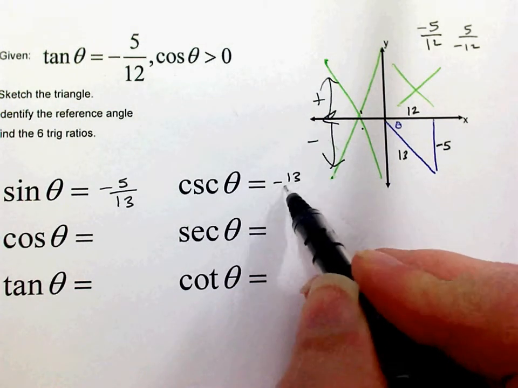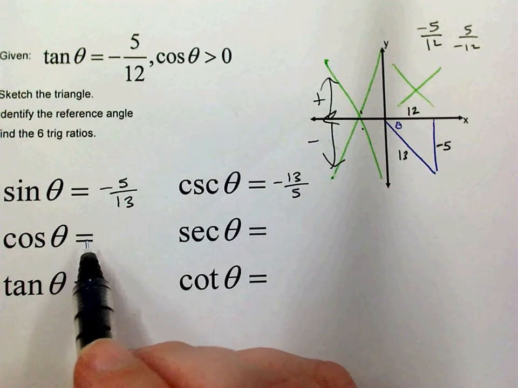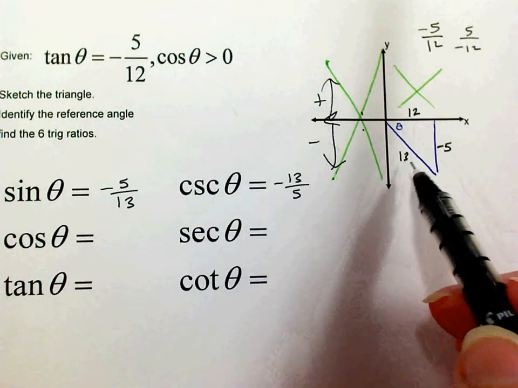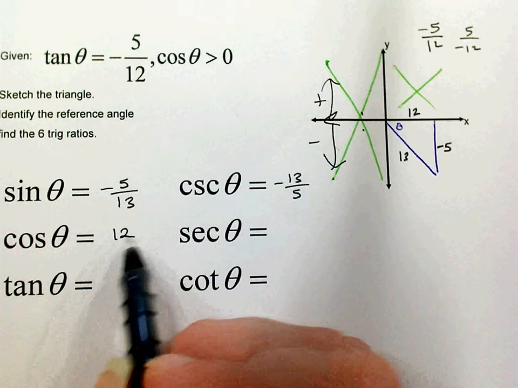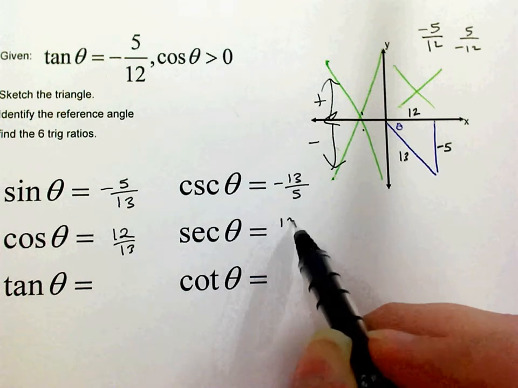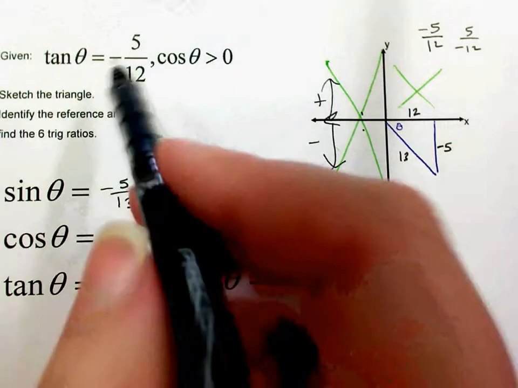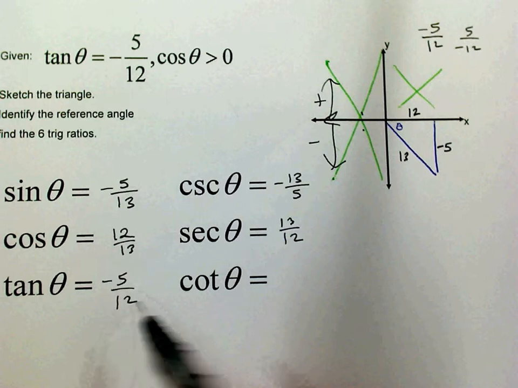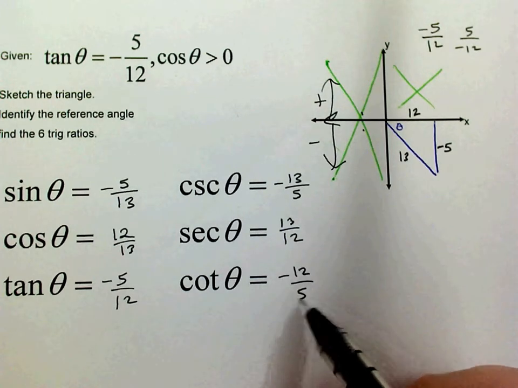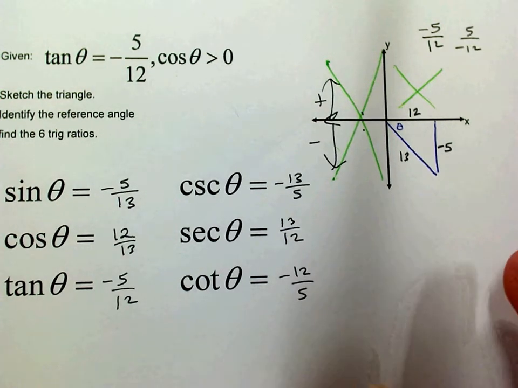Okay. Cosine is adjacent over hypotenuse, so which makes this? Tangent is negative 5/12, which makes this? And there you go. We're good? Okay.